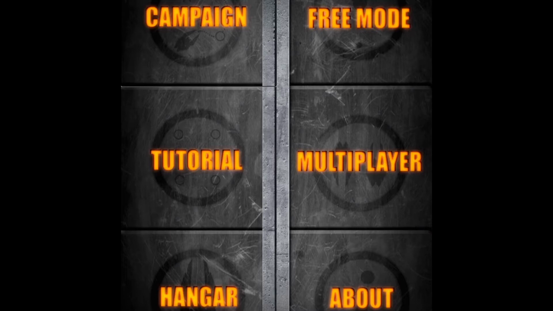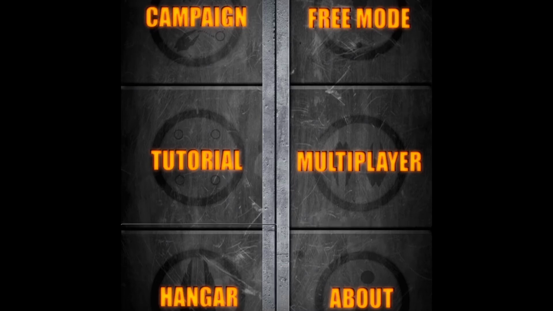The menu is quite short, so I'll just go through it quickly. Campaign, button. Campaign has a lot of levels for your free ship. Free mode, button. It's basically an endless tutorial mode. Button. We all know what that is. Button. Multiplayer, you can play against someone else. Button. Upgrade your ship at the hangar. Button. And that's all about the app.